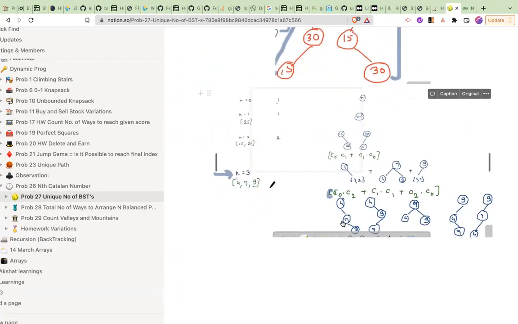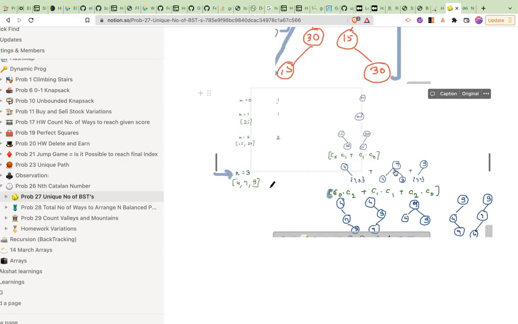Think of it like this. Let's see how I'm relating it. Let's say I take 4 as a root. Now you have 2 elements, and 2 ways you can arrange these elements: C0 into C2. How are you arranging? 4, 7, 9 or 4, 9, 7. Just imagine that you are fixing the root node. On the left, you don't have anything, so you put C0. On the right, you have 2 elements, and you can arrange these 2 elements in 2 ways, so you put C2.